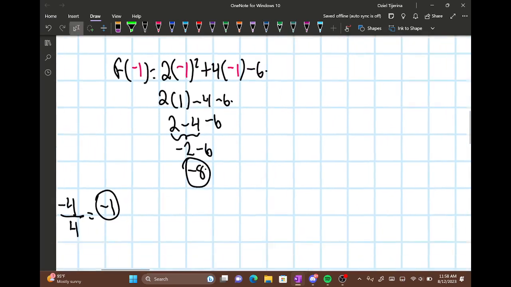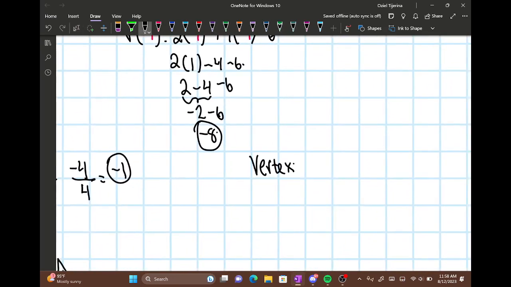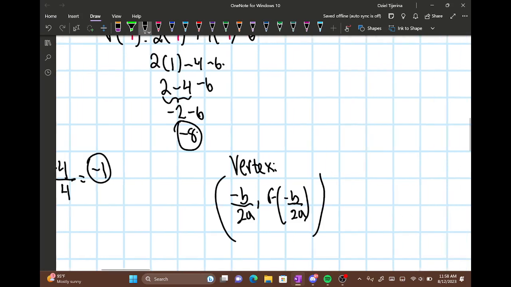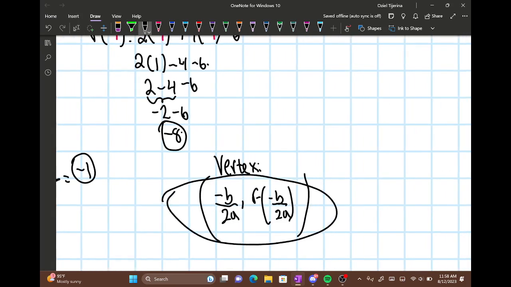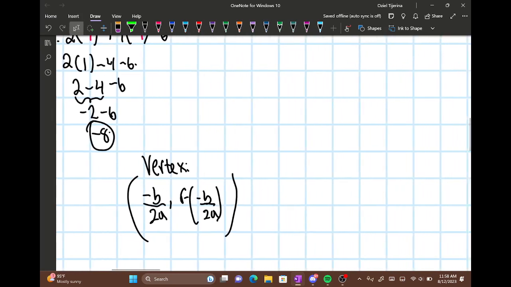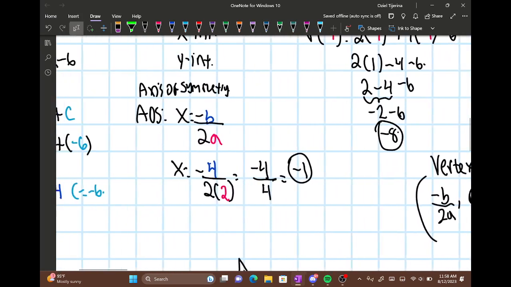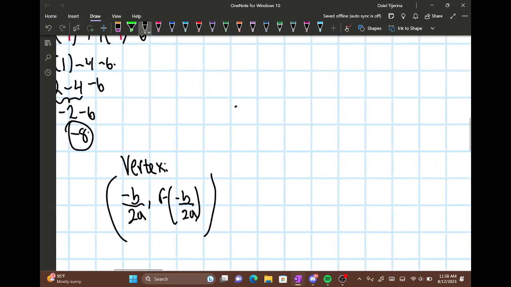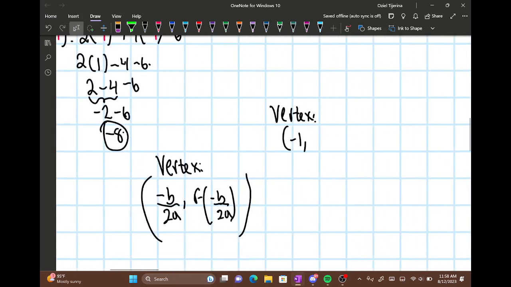So I know that my vertex is going to be, and if they haven't taught you this, negative b over 2a, comma, f of negative b over 2a. Basically, the axis of symmetry is the x value, and the y value is whatever output you get when you plug the axis of symmetry back in. I wouldn't overthink this. So our axis of symmetry was negative 1, so our vertex x value is negative 1, and our y value ended up being negative 8.